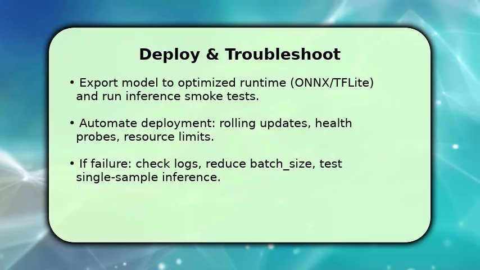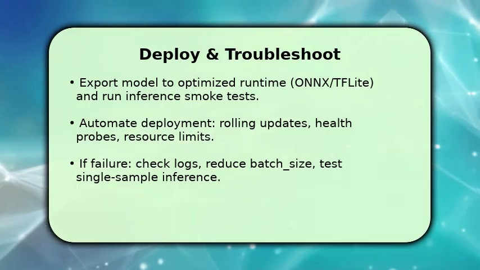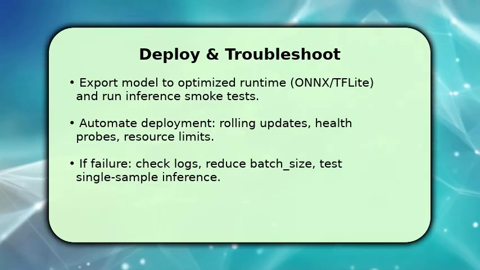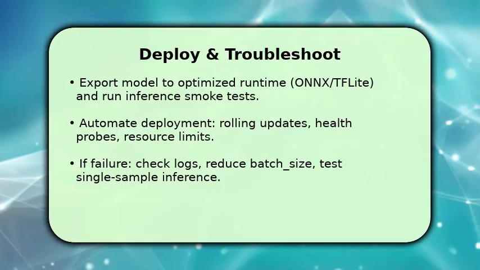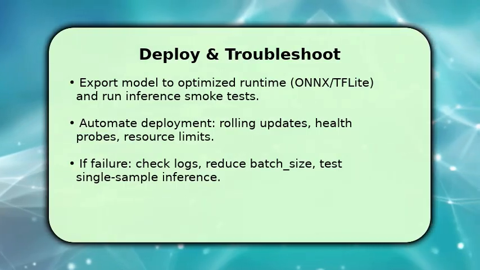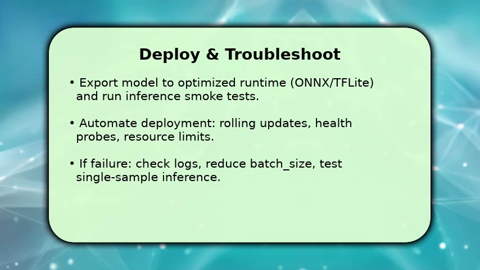If something breaks, start with logs for the model server and container, reduce batch size, or switch to single sample inference to isolate the issue, and rerun the dry run. That quickly reveals data, memory, or serialization faults.